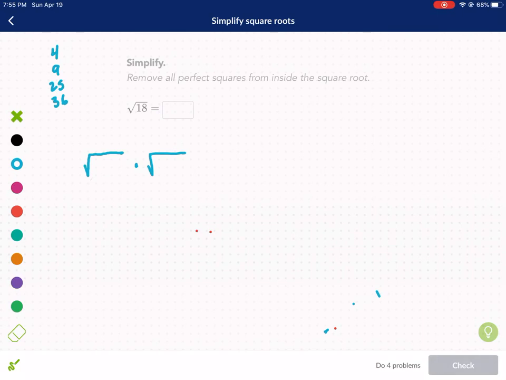So are 4, 9, 25, or 36 a factor of 18? And of course we see that 9 is a factor. So we're going to list that as one of our factors inside the radical. And then what do we multiply 9 by to get to 18? Well, we have to multiply it by 2. This is true because we can write the square root of 18 as the square root of 9 times 2.